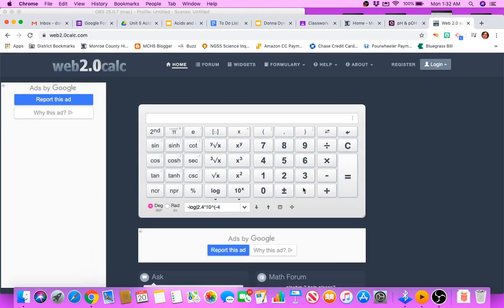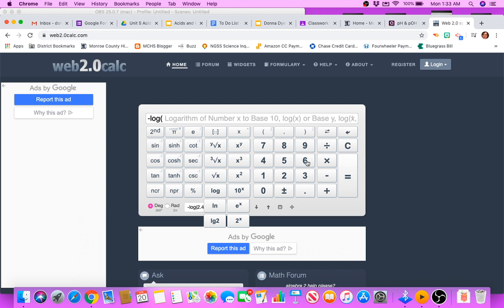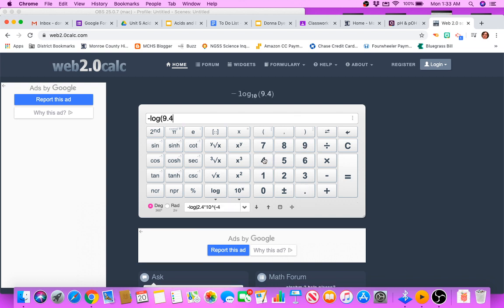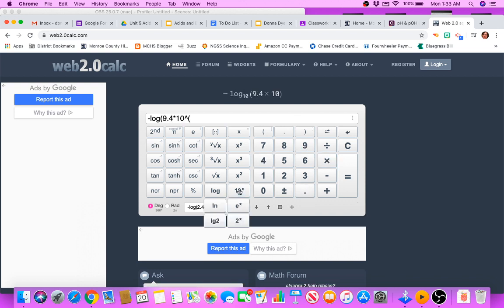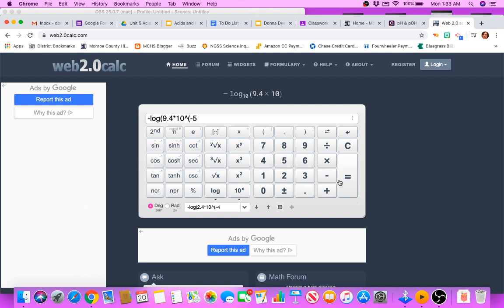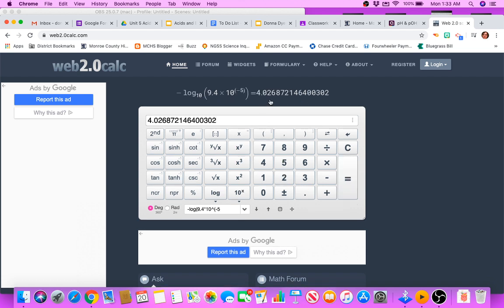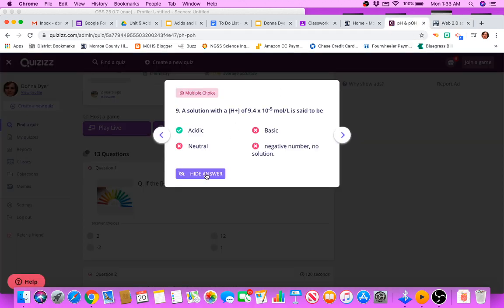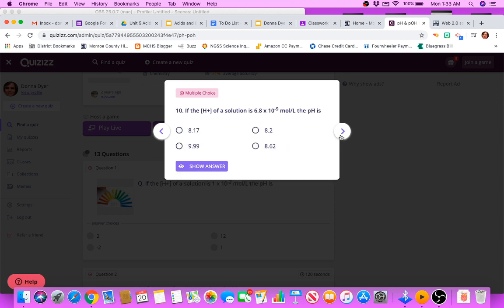So clear, negative log of 9.4 times 10 to the x minus 5 equals. And it looks like it is 4.02. Well, we know that anything under 7 is acidic, above 7 is basic. So this solution has a pH of 4.02, so this means this solution is acidic. Let's see if we're correct. Yes, we are. Moving on.